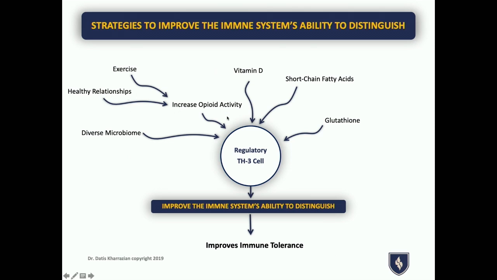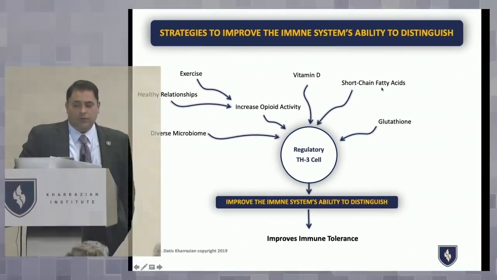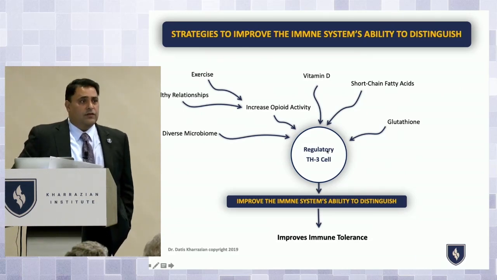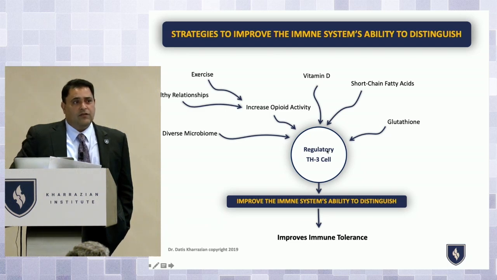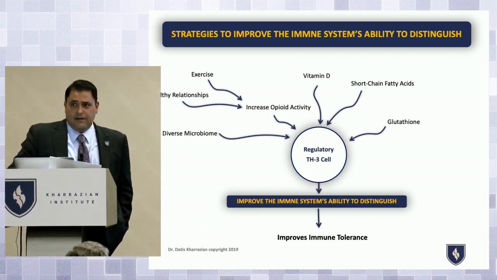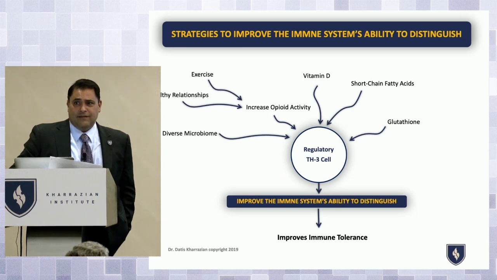Exercise, healthy relationships, opioids have a tremendous impact on the gut microbiome. So people that are happy, people that exercise, they get opioid releases, they change Treg function. Vitamin D is important. Short-chain fatty acids, butyrate, acetate, propionate are important, and glutathione. These things are really critical for immune tolerance issues. So if you guys see a patient that comes back that has all these food reactions and reactions to food proteins and all these antibodies to foods, but they don't have leaky gut, you may want to focus on Treg cells.